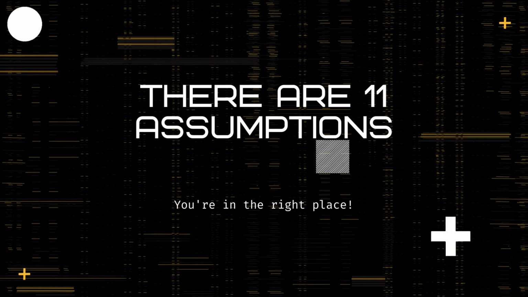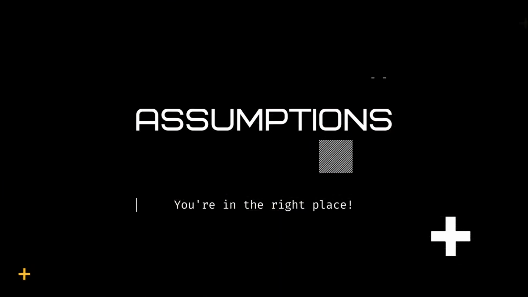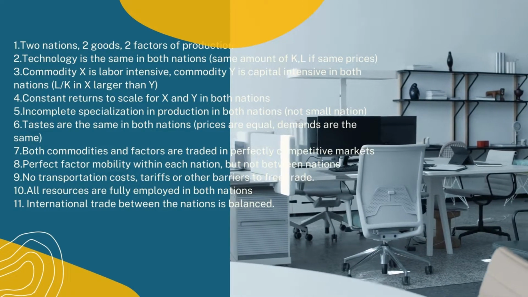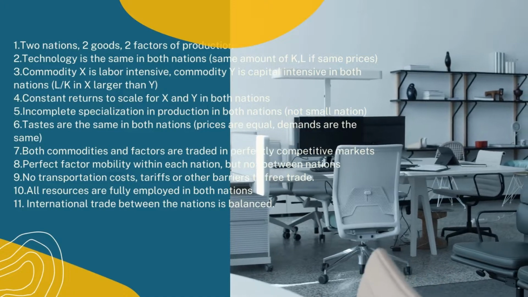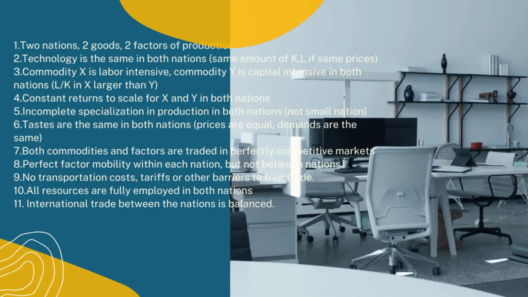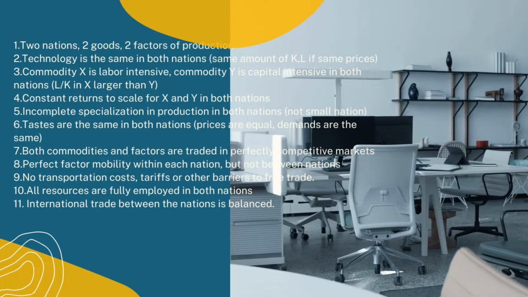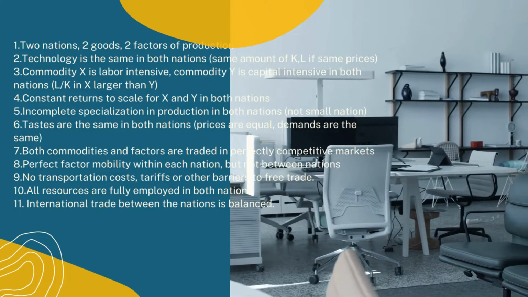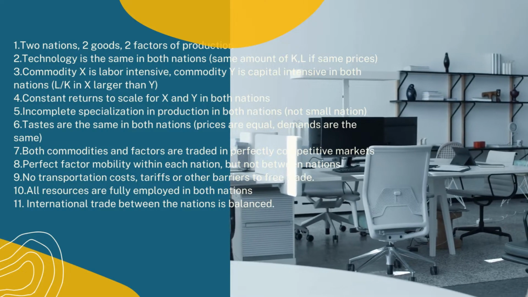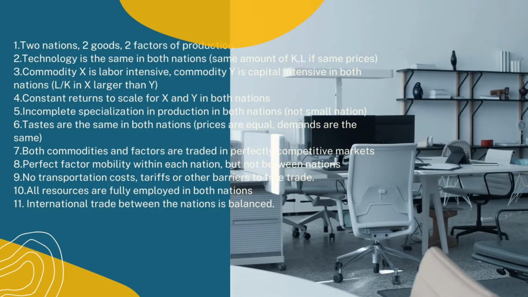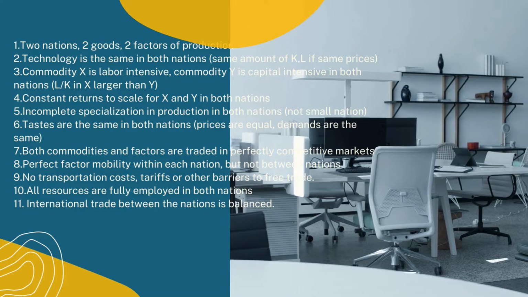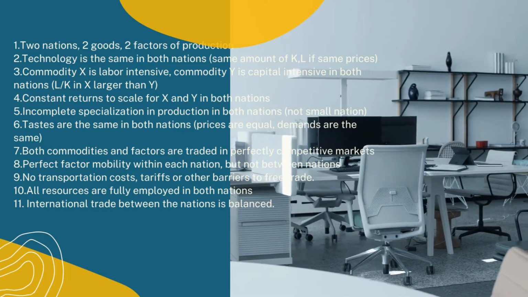There are about 11 assumptions. Here we have two nations, two goods, and two factors in international trade. The second assumption is technology is the same in both nations, which means the amount of K and L is the same price. The commodity X is labor intensive, commodity Y is capital intensive in both nations. Constant returns to scale for X and Y in both nations. Incomplete specialization in production in both nations.